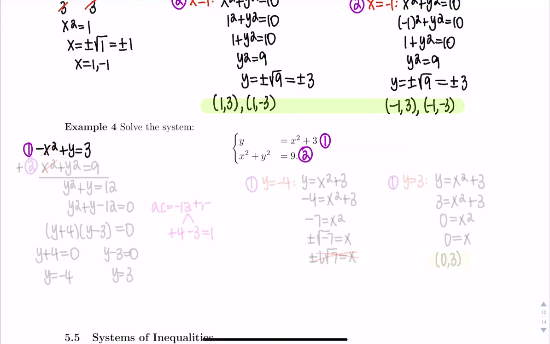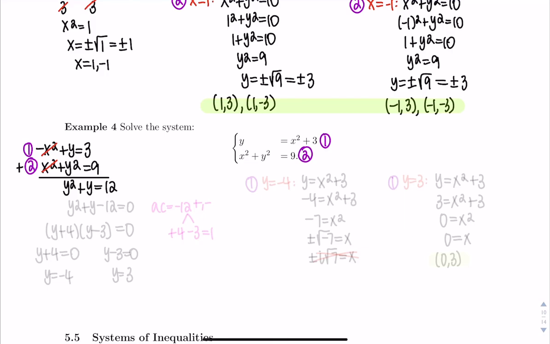Let's go ahead and add equation 2. X squared plus y squared equals 9. And so it works out nicely that x squared has a positive 1 and a negative 1. So when I add them together, they end up canceling. And so what I'm left with is y squared plus y equals 12. Now remember, we can't add y squared and y together because they don't have the same exponent.